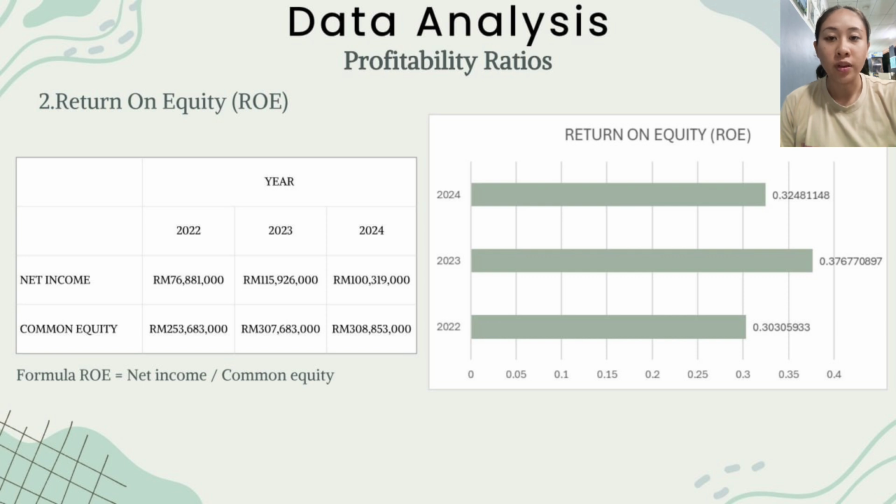The next ratio in profitability ratio is return on equity. The formula to compute return on equity is the net income divided by the common equity. Return on equity is used to measure the accounting return on common stakeholders' investment. From the graph, we can see that the company used shareholder equity to generate profit very efficiently, especially in the year 2023, which amounted to 37.68% compared to 2022 and 2024.